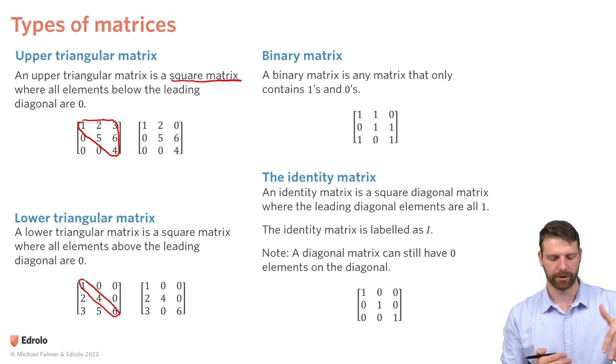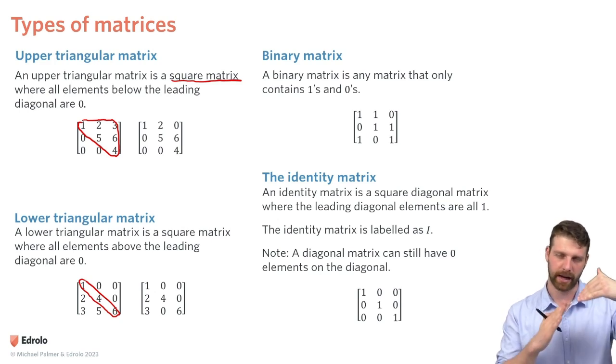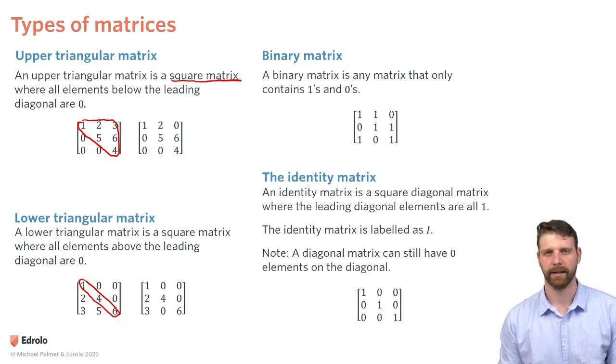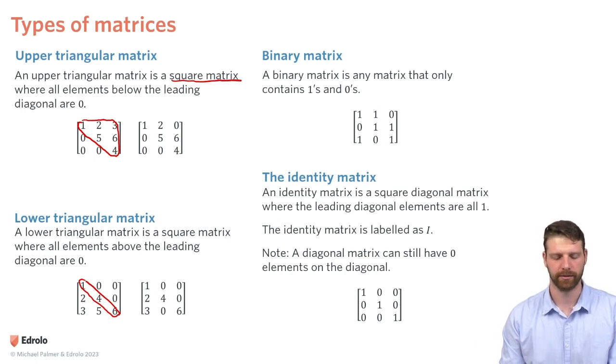And that's why it's a lower triangular matrix, because the important numbers are below that diagonal. Okay, that makes a bit more sense with some context later on. So for now, just try and remember those definitions.